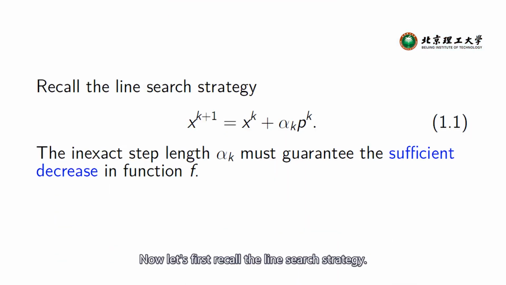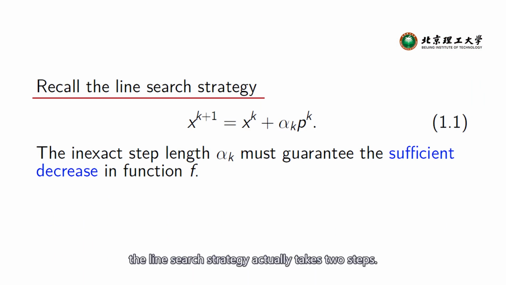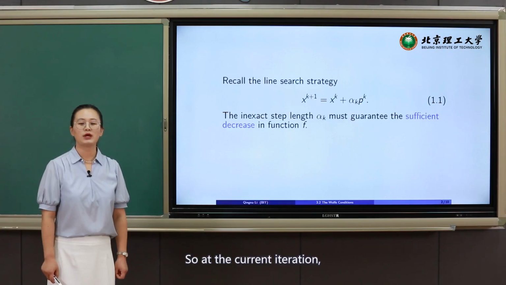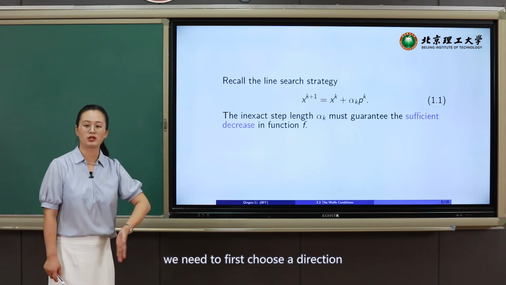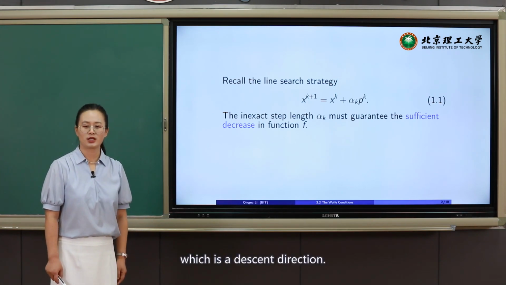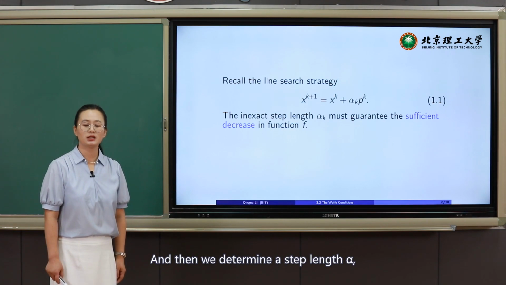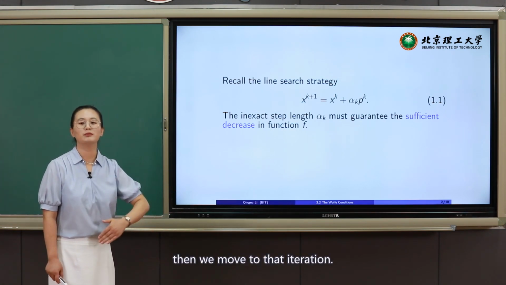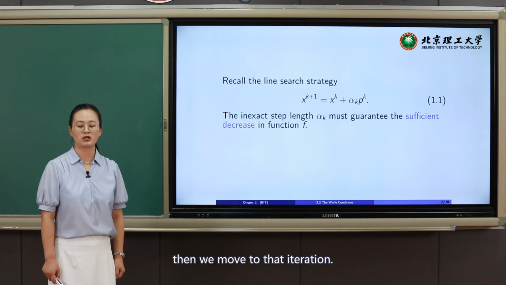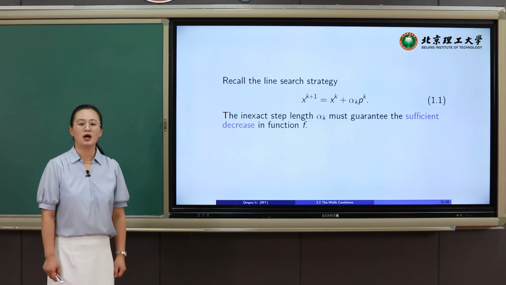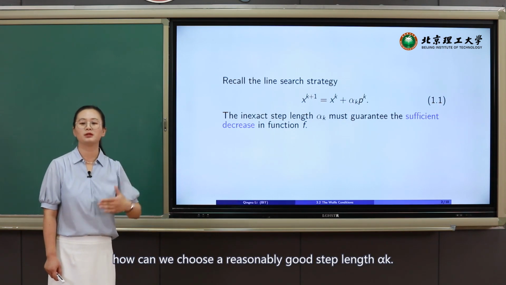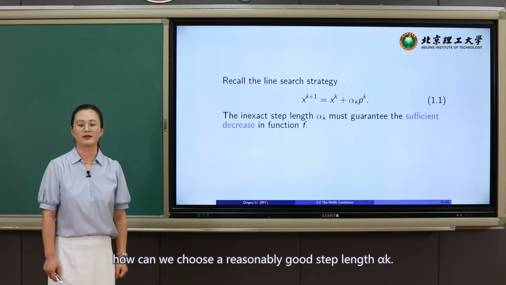Now, let's first recall the line search strategy. As we mentioned before, the line search strategy actually takes two steps. At the current iteration, we need to first choose a direction, which is a descent direction, and then we determine a step length alpha. Then we move to that iteration. And the question is, how can we choose a reasonably good step length alpha k?